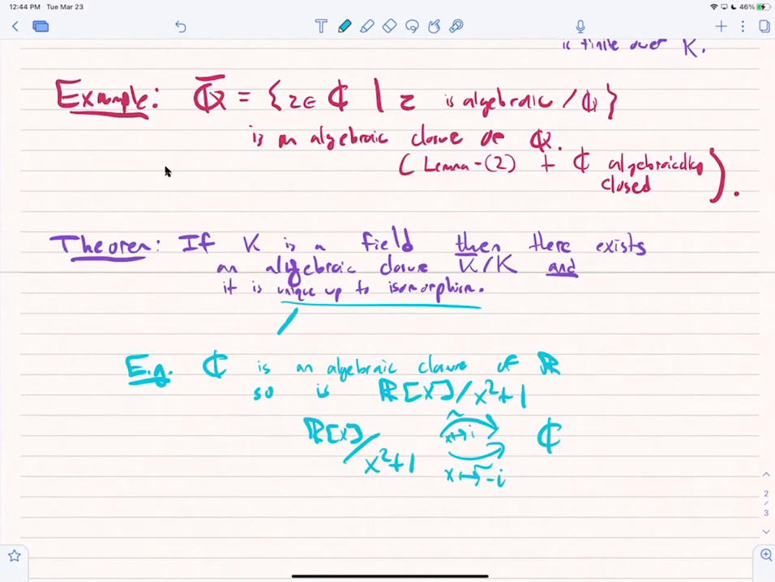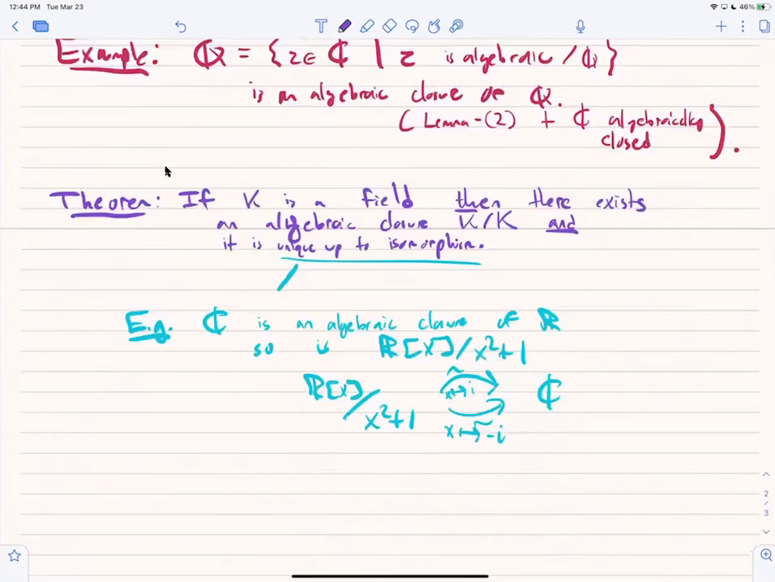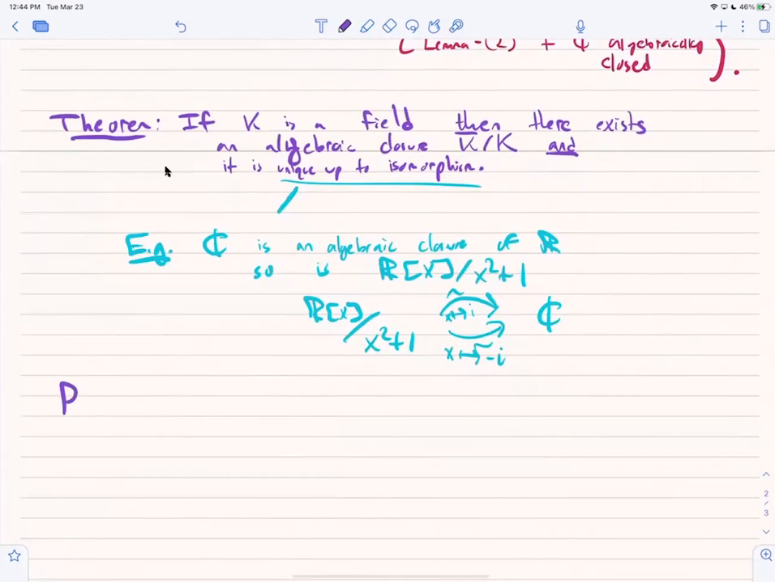So that's one way you can do it. And probably if you took a field theory class and discussed existence of algebraic closures in an undergraduate class, that's maybe the way you did it. Dummit and Foote gives a nicer proof. Let's talk about this nicer proof of existence.